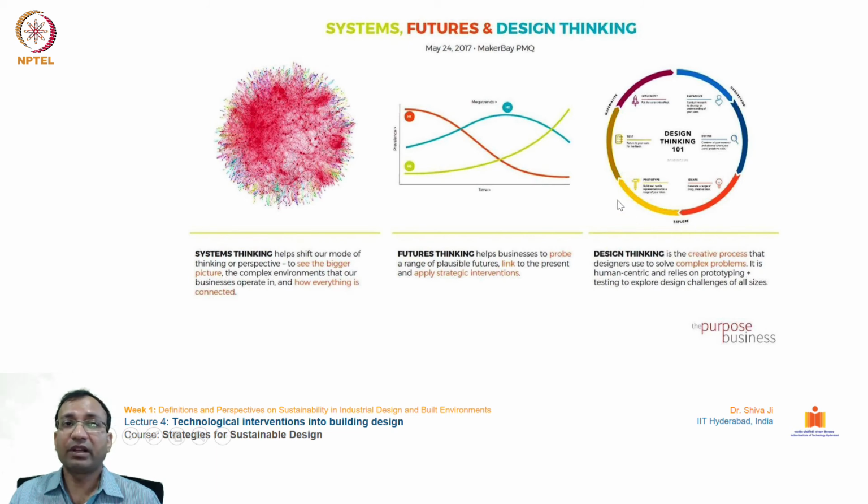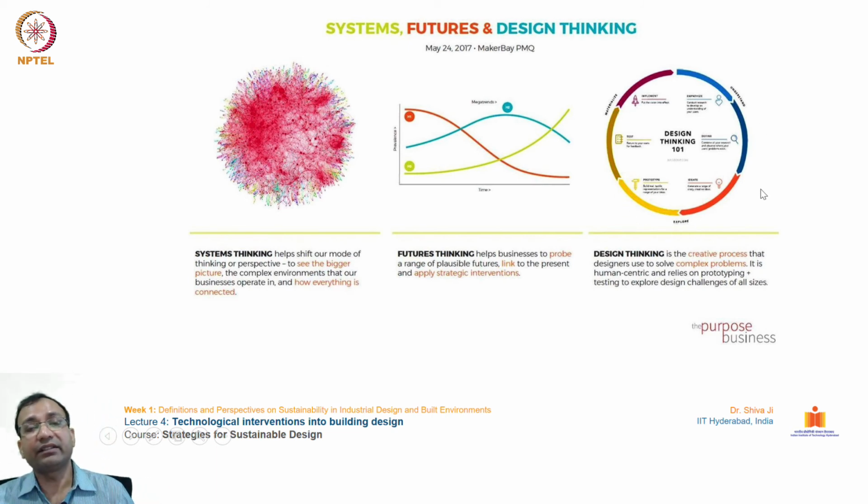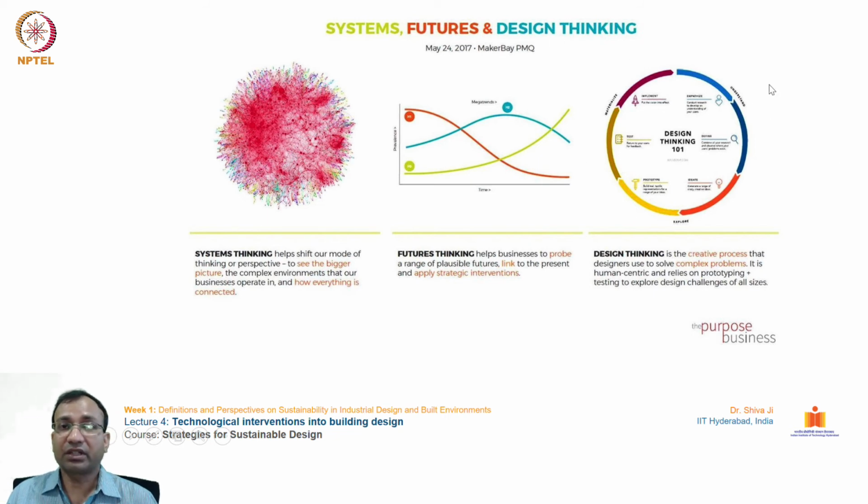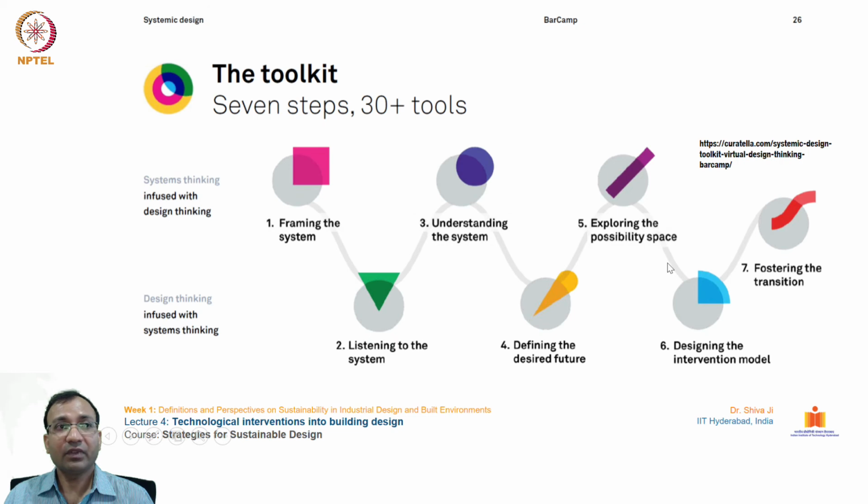Okay, from exploring to materializing to understanding, then again exploring, materializing, and understanding. So it follows this cyclic system. Further, it is elaborated in this sketch over here. It starts with framing the system, then goes on to listening to the system, understanding the system, defining the desired future, then exploring the possibilities, then designing the intervention model, and fostering the transition. So this is how it progresses in these many steps.